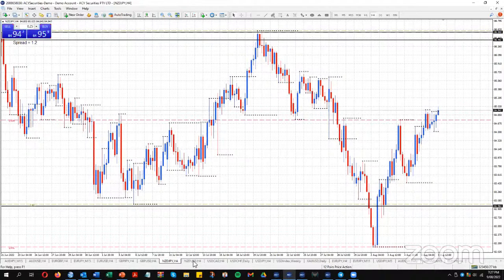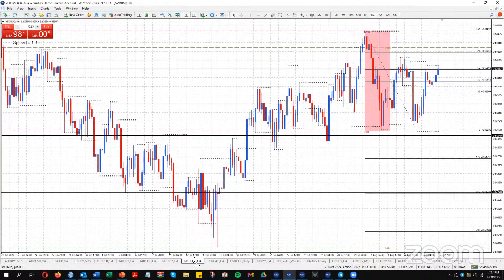All right, so that's New Zealand yen, New Zealand dollar. Same deal. Last week we had a negative candle. I'll show you my other charts.